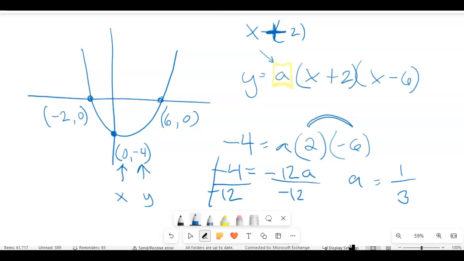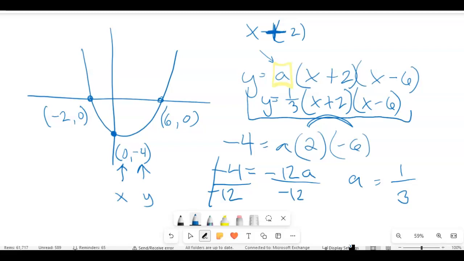And that makes sense because this graph does look a little bit wider, right? And so then I know that y equals 1/3 times x plus 2 times x minus 6. That's my new equation. I can rewrite that in standard form if I want to FOIL. Okay, so with that being said, let's review FOIL.